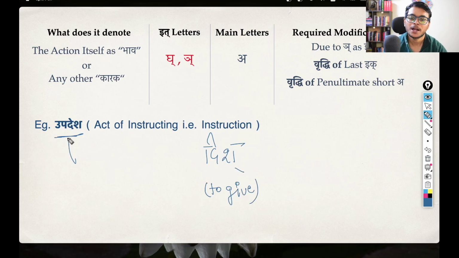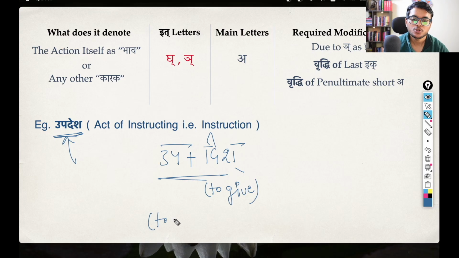Now let us take another example. So we have this pratipadika upadesha. And upadesha means instruction. Why? Because act of instructing is instruction. This is coming from the dhatu, dish dhatu. Dish dhatu means to give, to grant something. But along with this prefix upa, the meaning becomes to instruct. So basically it becomes a bit more specific, to give out instructions. So to instruct, that is upa plus dish.